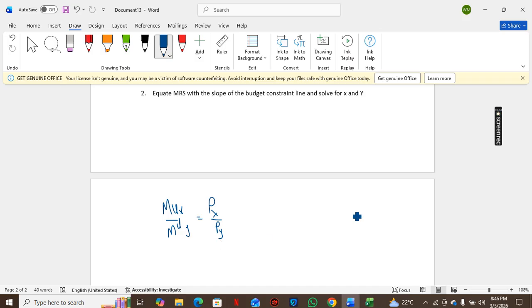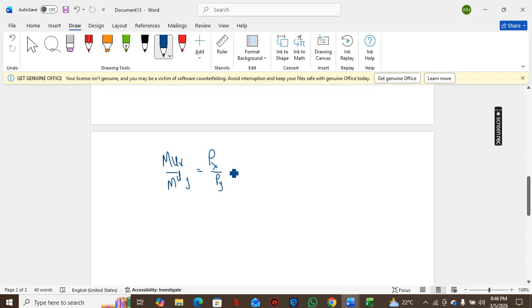Okay, so we already got our marginal utility for X, it is Y, and we already got the marginal utility for Y, that is X. So we equate this with the slope, PX over PY. So what's going to happen? You cross multiply: y times PY and x times PX.